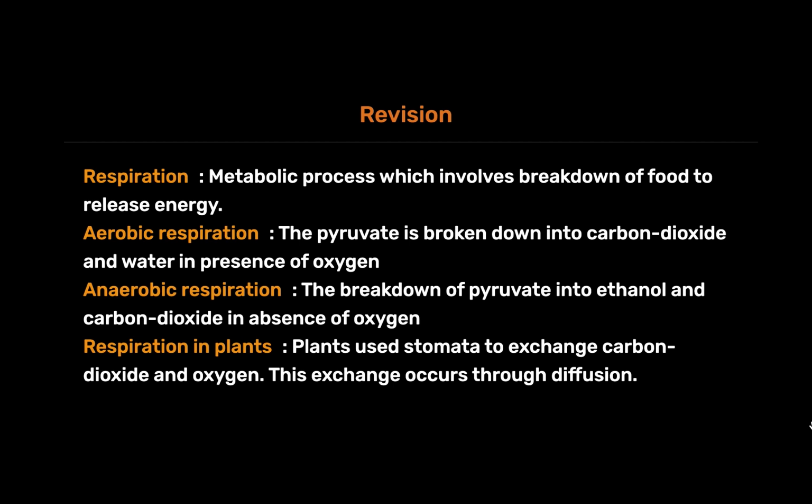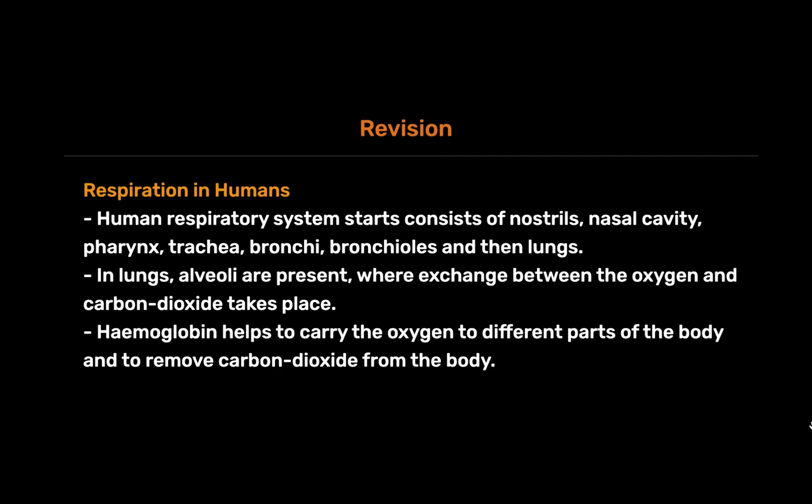Compared to animals, plants use stomata to exchange carbon dioxide and oxygen. This exchange occurs through diffusion. The human respiratory system consists of nostrils, nasal cavity, pharynx, trachea, bronchi, bronchioles and then lungs. In lungs, alveoli are present, where exchange between the oxygen and carbon dioxide takes place. Hemoglobin helps to carry the oxygen to different parts of the body and to remove carbon dioxide from the body.